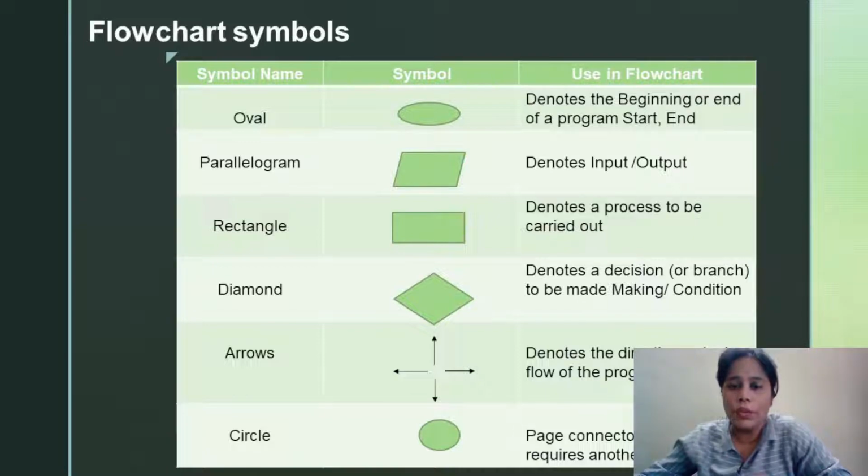This diamond symbol is used to make decision making or conditional statement or branching. There are different types of arrows to denote the flow of the program. A small circle is used to connect flowchart in different pages.